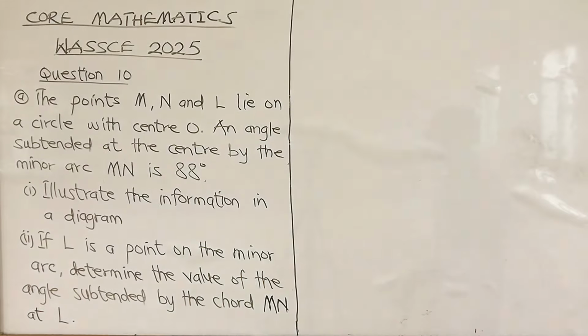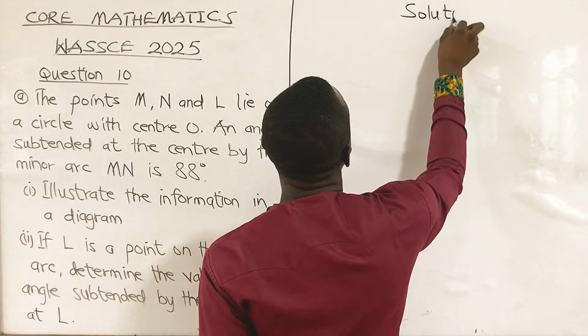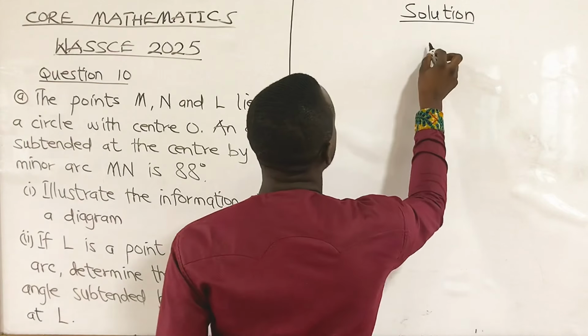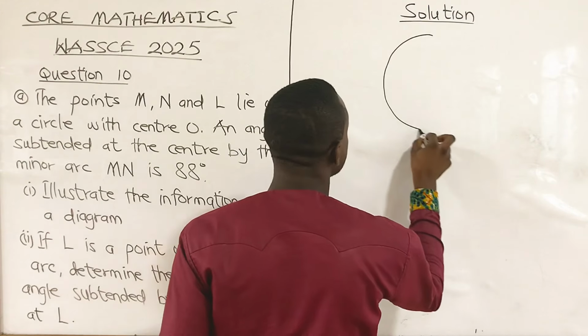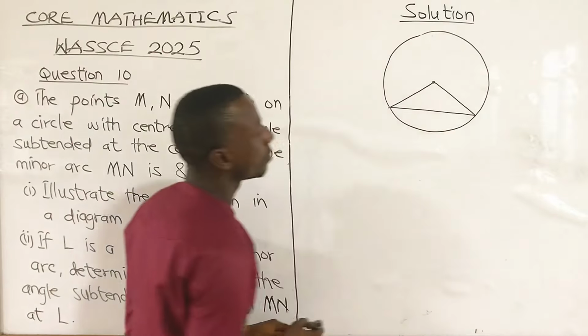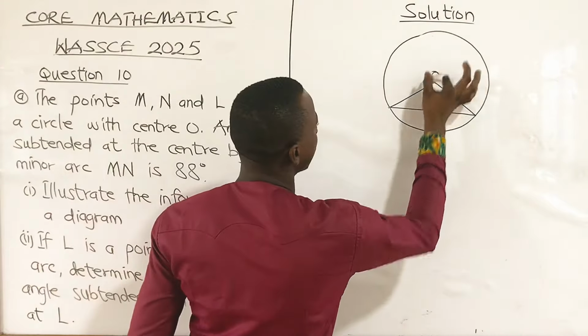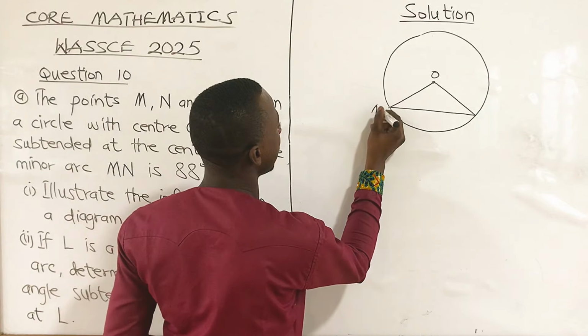So now let's look at how the sketch will be. Solution. So we have a circle, then the center here, center O. So we have a radius, we have another radius, then we have our chord here. So this is center O. Then we have the chord to be MN.